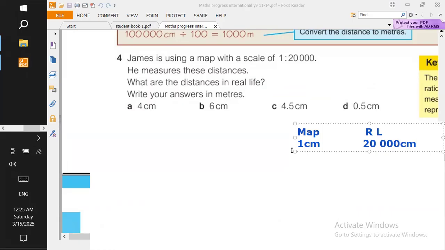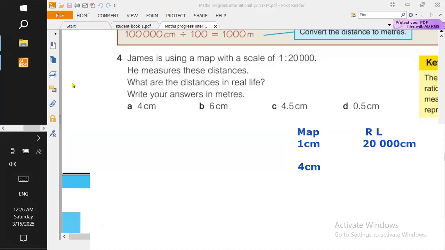Now, to use this, read the rest of the question. What are the distances in real life? This means that they are on the map, they need them in real life, and they want them in meters. Because they are on the map, I have to write them under the map, like this. So, I'll start with the first one, 4 centimeters. Now, I need to find out the real life one.